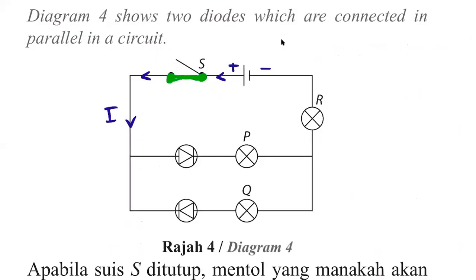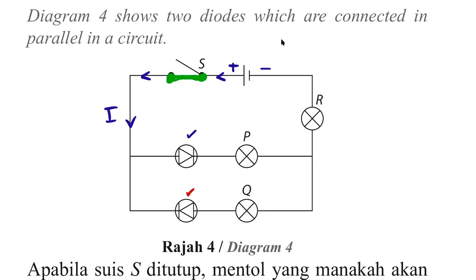So in this case, is this LED connected correctly to the battery? Adakah sambungan dia betul? Okay. Kalau sambungan dia betul means, can the current flow through it? Can, kan? So current can flow through it. But what about this one? No, kan? Cannot because it is in reverse bias.